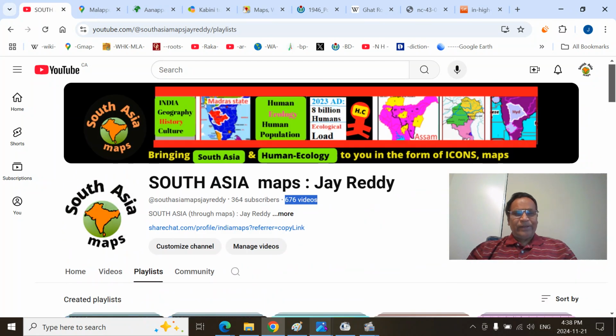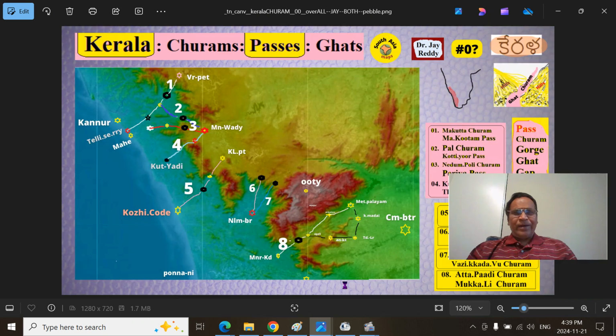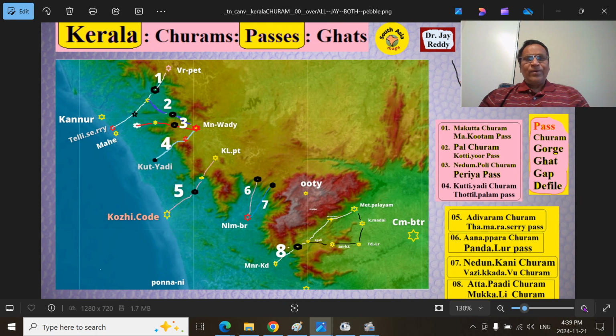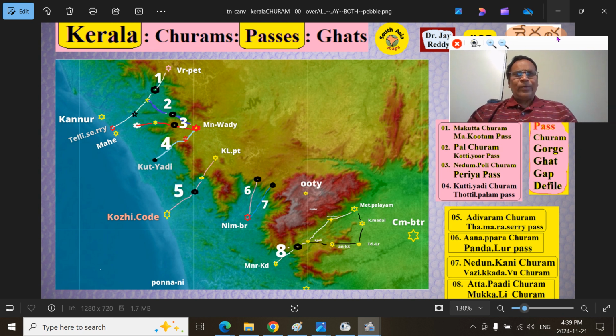Coming back to our Gudalur Pass or Nedungani Churam, Nedungani Pass. This is the broader picture of all the passes in one place. I am showing it here so that you can see at one place all of these passes connecting the lowlands, midlands to the highlands like Kodagu Plateau, Wayanad Plateau, and Gudalur, Pandalur, Udagamandalam Plateau, all these regions.